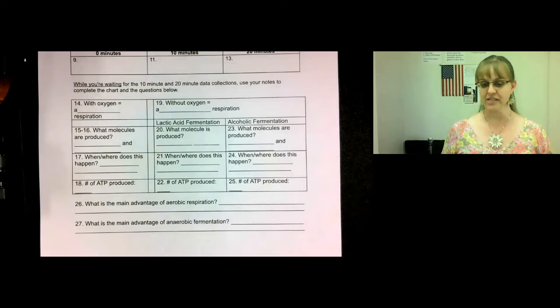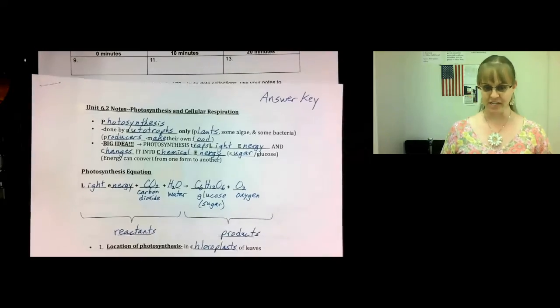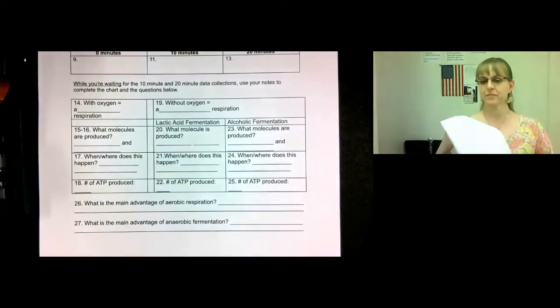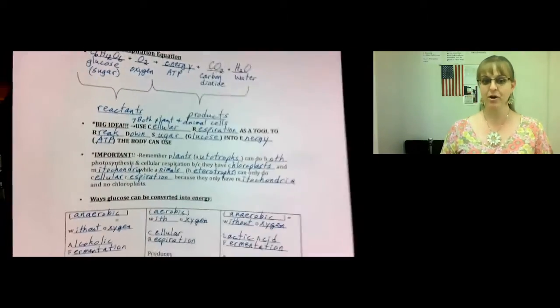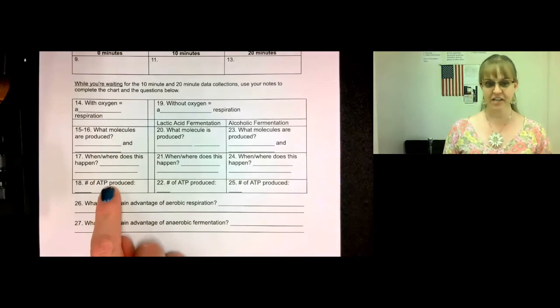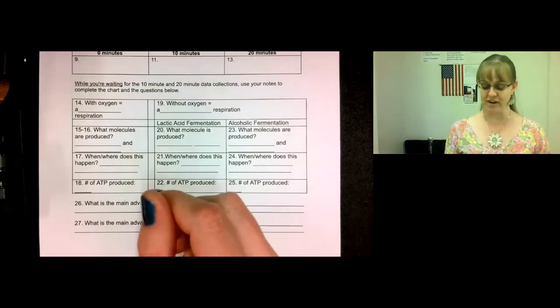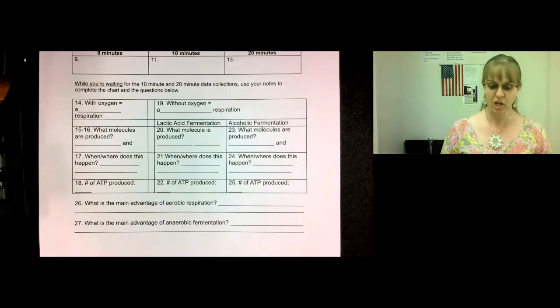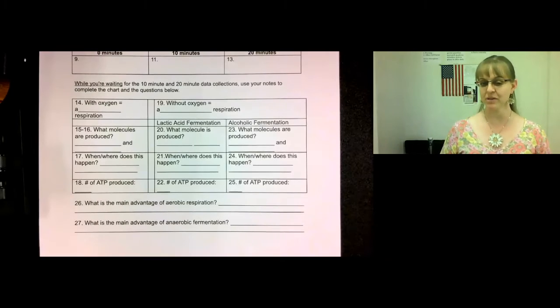In order to answer the questions at the end of your paper, you'll need your notes from the first day. Here are the notes you'll need. Turn to the last page, and you'll find most of the answers in this chart at the bottom. In this column, you'll talk about the type of respiration that uses oxygen. You will put the two molecules that are produced in normal cellular respiration, which you've already answered earlier. When or where does this happen? The answer I'm looking for is, in which organelle does this occur? And how many ATP are produced?